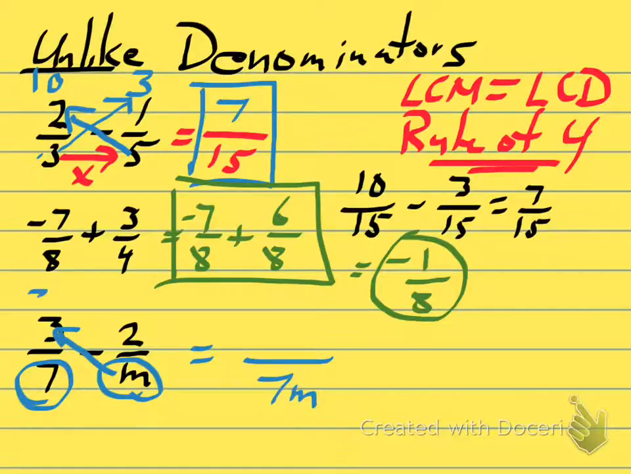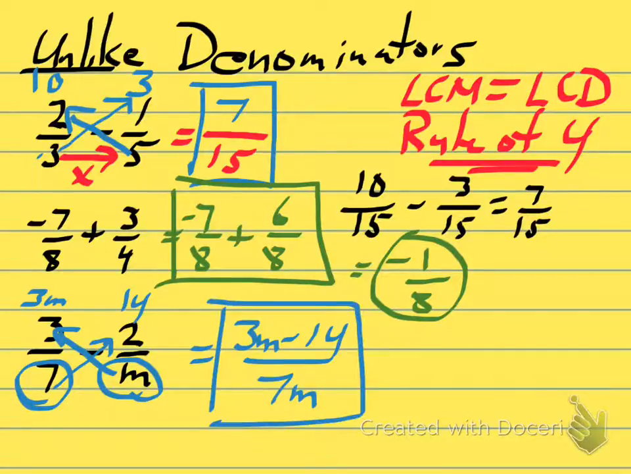Goes in m times, so this one's going to become 3m, correct? Yes. And m is going to go in there 7 times, so this one's going to become 14. Again, we're subtracting, but I don't know what m is, so I'm going to have to leave it as 3m minus 14. Those are not like terms, so I have to stop right there, and I'm done. I also can't cancel, because even though there's an m in the 3m and the 7m, there's no m in the 14. So that is the final answer.